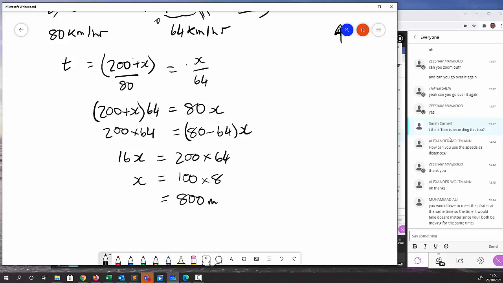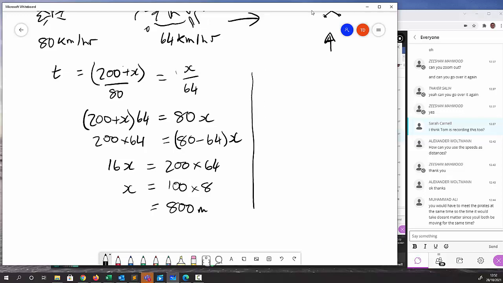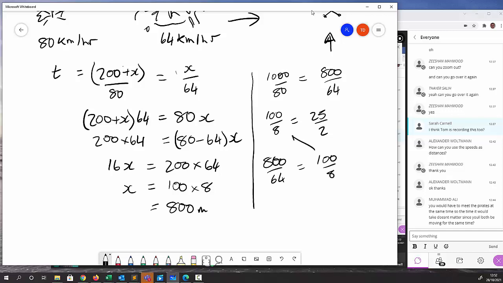X is equal to 800 meters. And what I want to do, if I'm being sensible, is I'm going to say 200 plus 800 is 1000 over 80 is equal to x is 800 over 64. So that's going to be 100 over 8, which is equal to 25 over 2. And then 800 over 64 is equal to, dividing by 8 into both of those, 100 over 8, which is actually the same as that, isn't it? Okay, so that's another yippee moment, because we got that right.